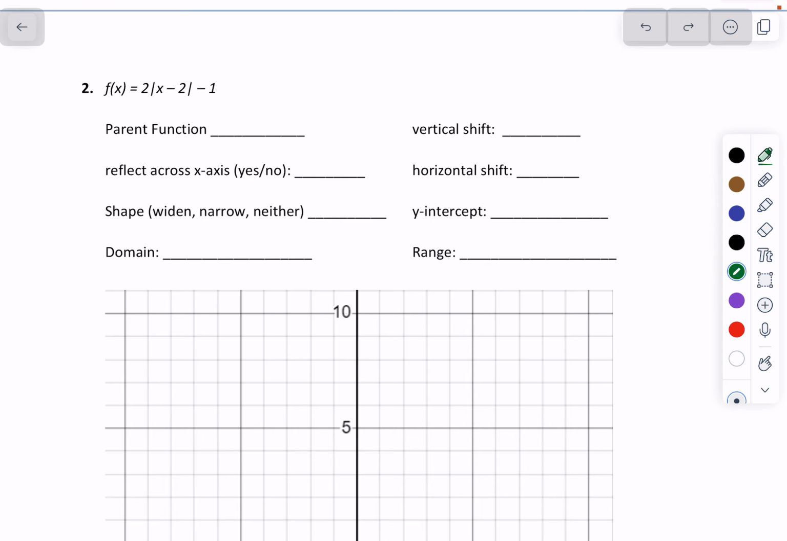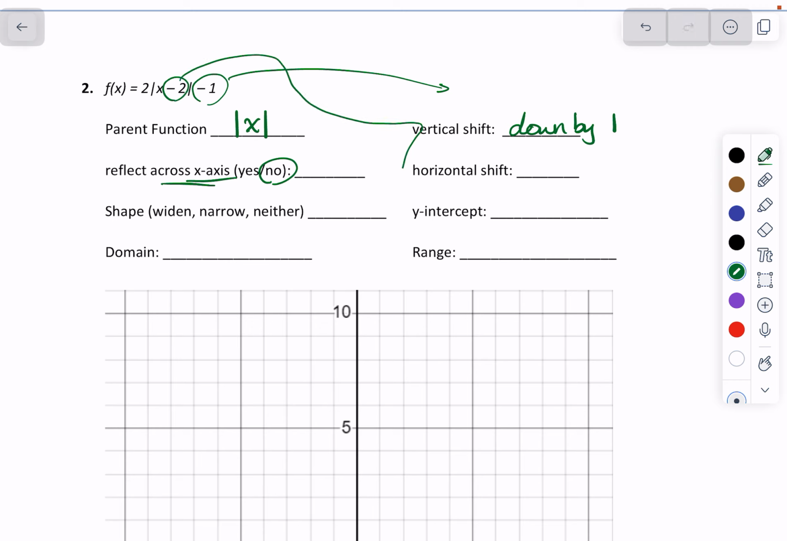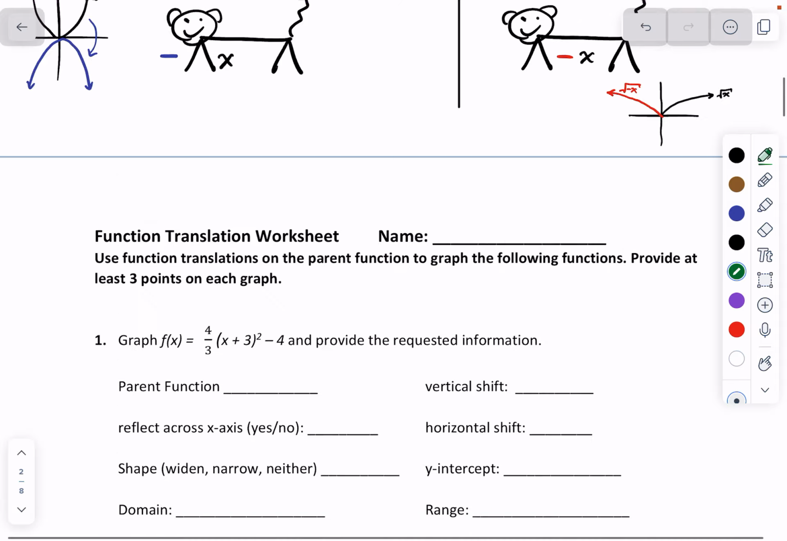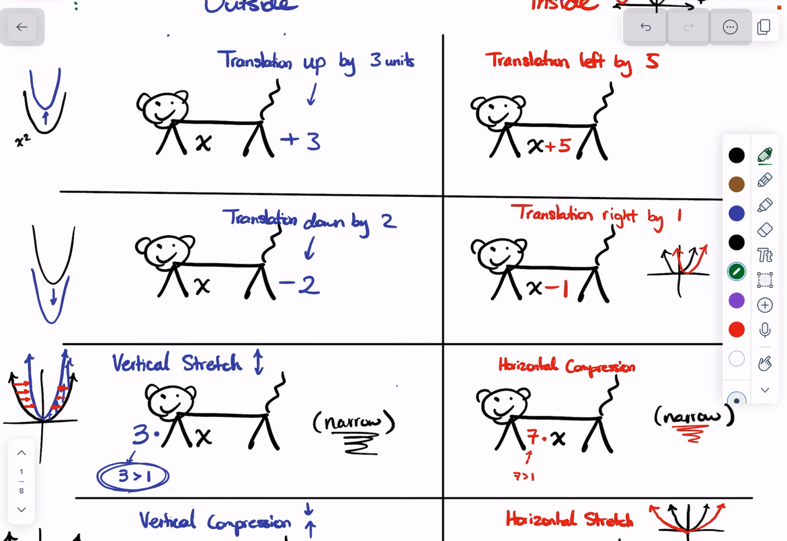Let's do green. So the parent function, that's the absolute value function we learned last time. This minus 1 gives us that vertical shift down by 1. Do we have a reflection across the x-axis? No, we don't have a negative in front of that 2, so we're good there. Horizontal shift, that's that negative 2. It's going to cause this, right? We're going to move to the right by 2. And if you forget all this stuff, just go back and reference all of our MonkeyCat examples.